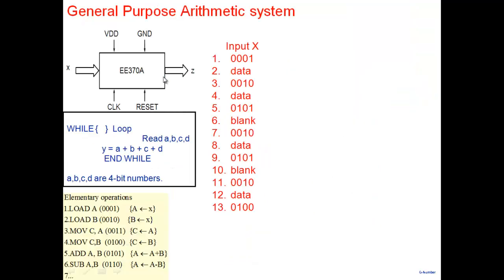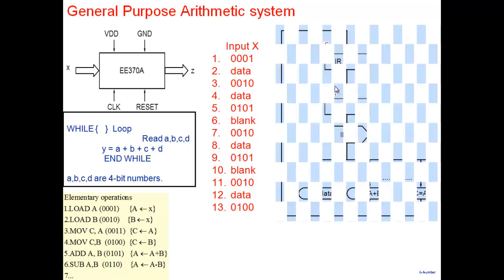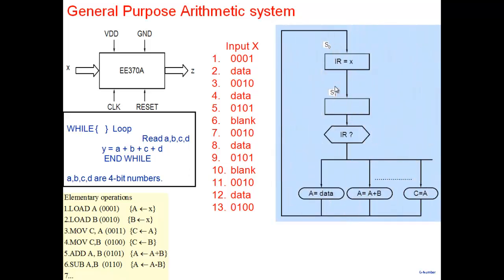Okay? All right. So let's look at this one here. How do I execute this? Well, I may execute it like this. Remember what I said: my system has 4 registers, A, B, C, and IR. Why did I choose the term IR? Instruction register is the place where an instruction comes in. So what happens is, in my state S0, I read from the X and I store it in my instruction register.